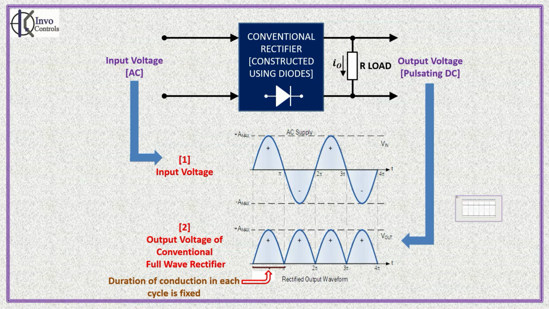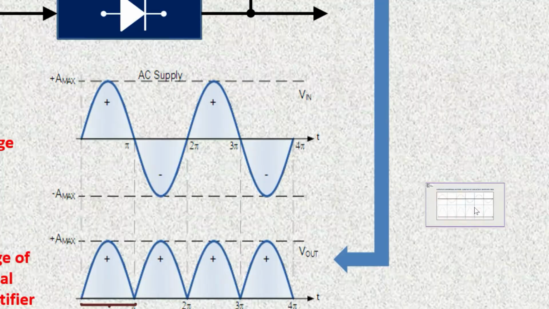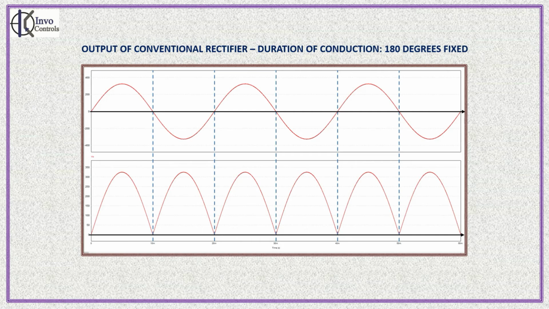Let's take a closer look at the input-output waveforms of a conventional rectifier. As you can see on your screen right now, the duration of conduction in each cycle is fixed at 180 degrees. That is, current flows for the entire duration in each cycle of the output signal. There is absolutely no control over the duration of current flow in each cycle of the output signal.